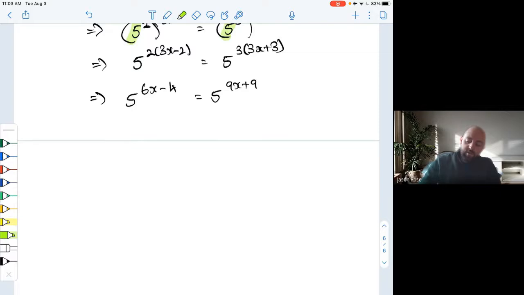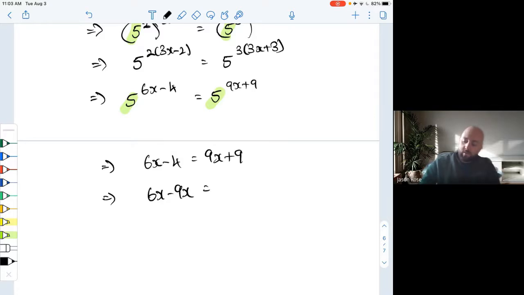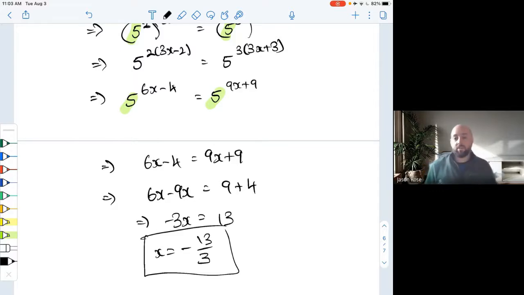And now it's set up just how I wanted, to have the same base here. So what I can say then is that the powers must be the same. So bringing the 9x across, 6 minus 9 is going to be minus 3. Bringing the 4 across, so I have minus 3x is equal to 13. So x is negative 13 over 3. And the equation is solved.